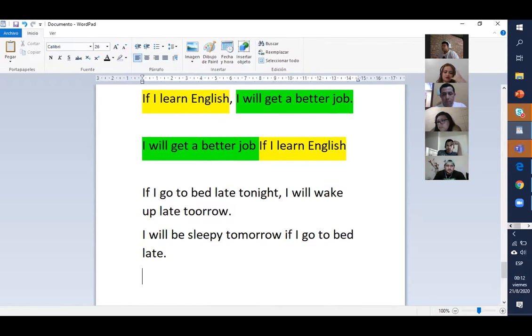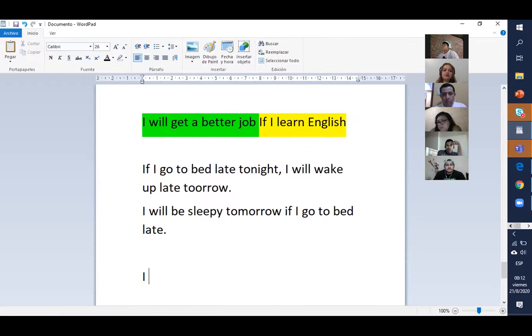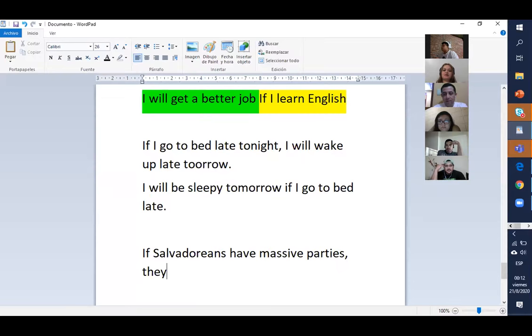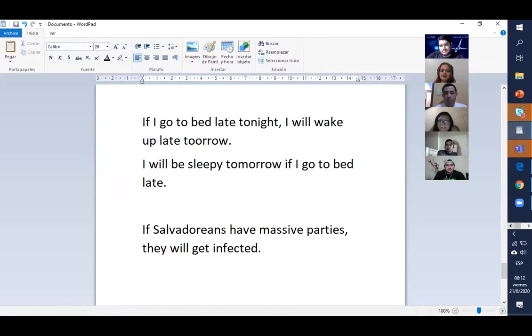So that's why you could see the example above, and it said, if Salvadorians, because this is plural, right? It's they, if Salvadorians have massive parties, meaning with a lot of people, what will be the effect in the immediate future, guys, or in the long term? They will get sick. Infected. They will get infected. They will be infected by COVID. Uh-huh, exactly. So this is applicable for any subject. Is that clear? Yes. Okay.